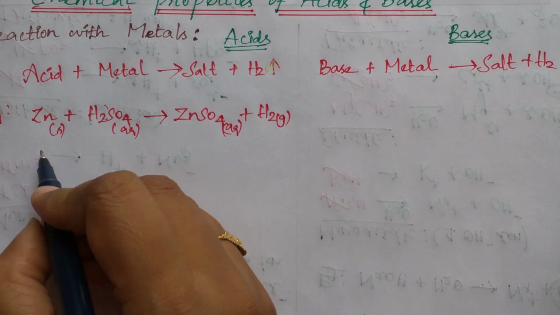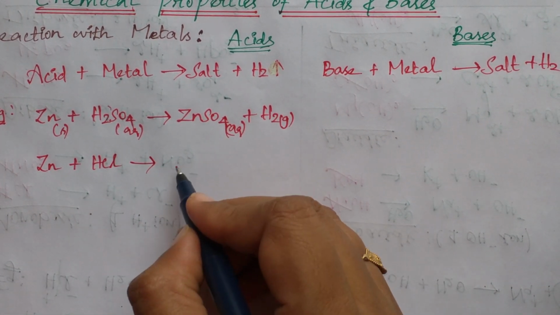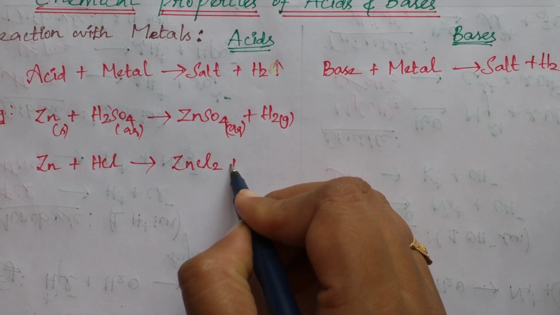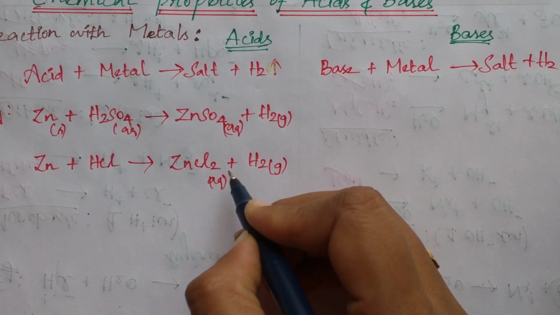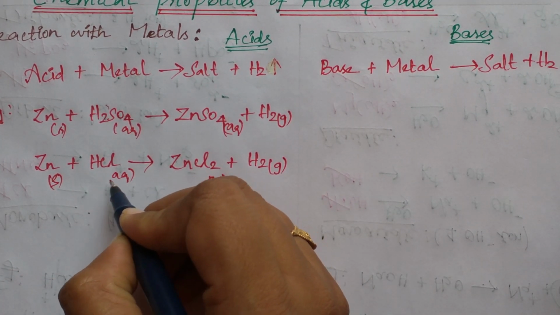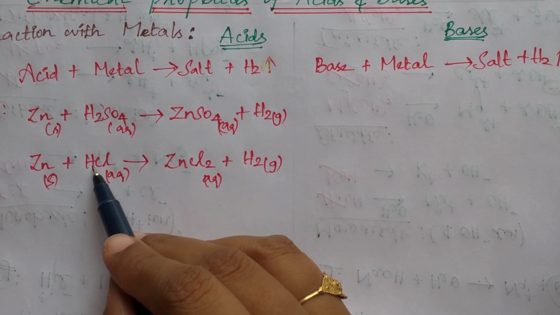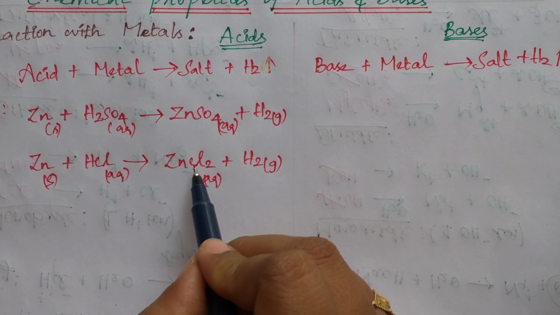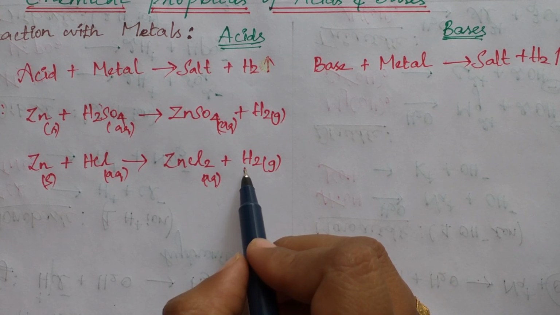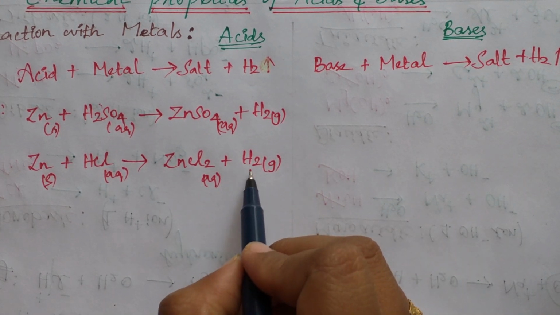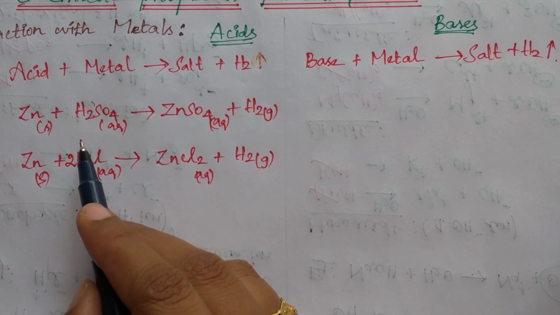Next, if you take the same zinc with HCl, what happens? It produces zinc chloride plus hydrogen gas, and it is aqueous. Here it is solid state, here it is aqueous state. But see here, you have to balance the equation also. Here you are taking one HCl, but on the product side, the formula for zinc chloride is ZnCl2, and hydrogen gas is H2. This is a molecule, not a single hydrogen atom. So here you have to balance the equation with 2 HCl. So this is the equation, students.